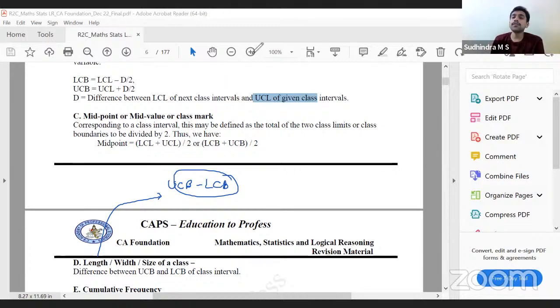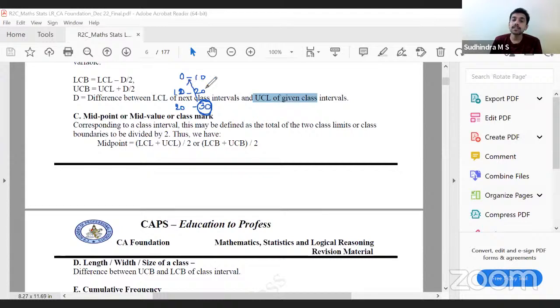Then cumulative frequency. As the name itself says, cumulative, we shall go on adding the frequencies, add up, aggregate, right? Now, if I want to know the number of observations which are less than 30, what should I do? I should add up the frequencies of the 1st, 2nd, and 3rd class intervals. Right? Since this cumulatively represents the number of observations less than 30, we call it less than cumulative frequency.